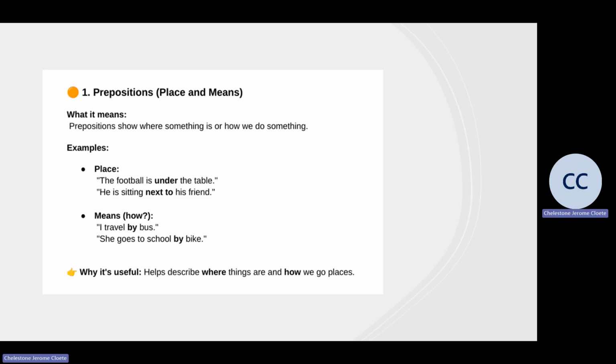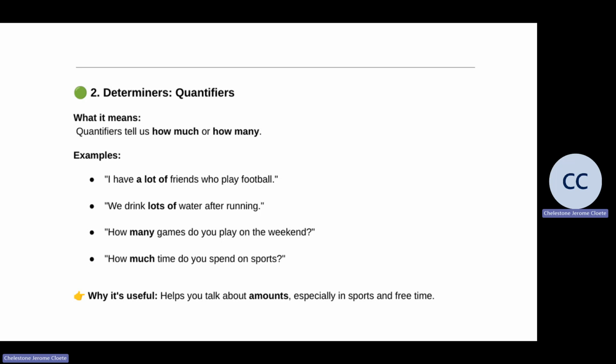So the second part there is determiners, quantifiers. What does it mean? Right? Quantifiers tell us how much or how many some things are. Right. For example, I have a lot of friends who play football. We drink lots of water after running. How many games do you play on the weekends? And how much time do you spend on sports?